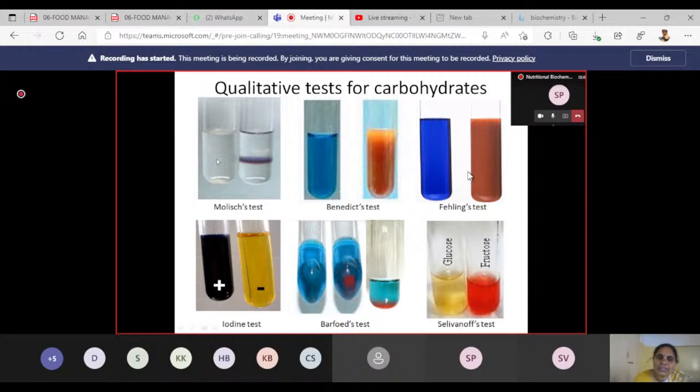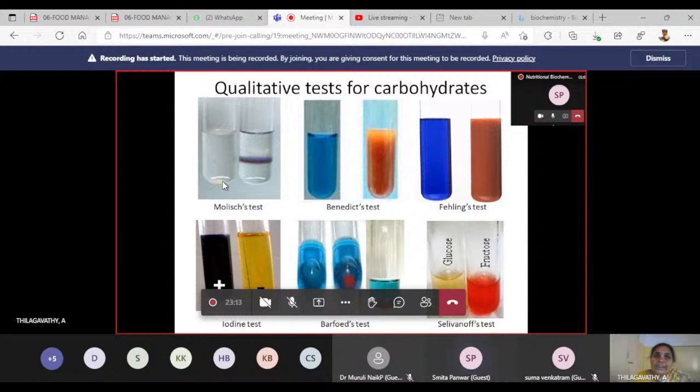So what is the inference from this test? If it is a negative test, what will you tell? The sugar is not present; carbohydrates are absent. And what will you tell if you get a positive test? Carbohydrate is present. You cannot know which carbohydrate. All the carbohydrates will answer this test, so if you have a positive result, you will tell carbohydrate is present.